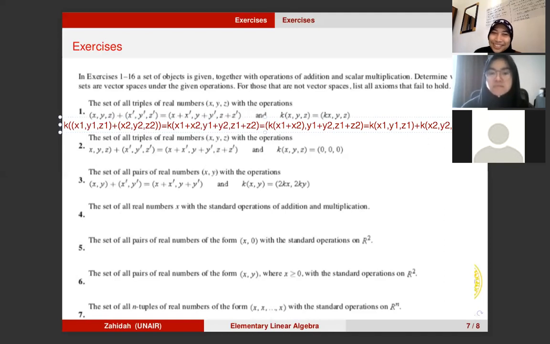Which axiom? If you take a look at the last example, the previous example.